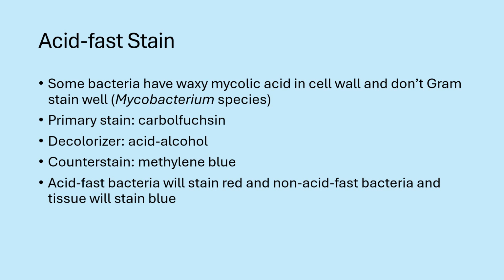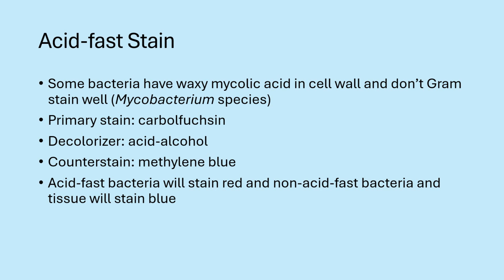Acid-fast stain. Some bacteria, such as Mycobacterium, they have the species Mycobacterium tuberculosis and Mycobacterium leprae, causative agents of tuberculosis and leprosy. Their cell wall is a little different. They have a lot of extra, what's known as mycolic acid, and it's very waxy, and so they don't gram stain very well at all. Some people will say the Mycobacterium gram stains as a gram positive, but they really don't take up that stain very well. So you have to do what's known as the acid-fast stain.